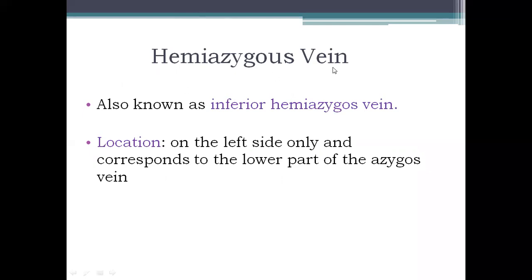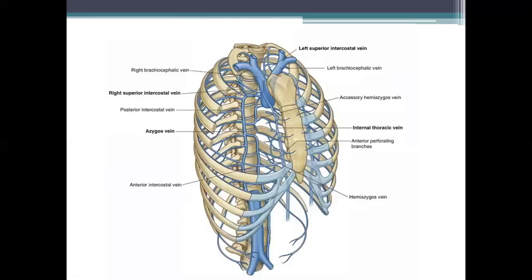What is the Hemiazygos vein then? The Hemiazygos vein, also known as the inferior Hemiazygos vein, as its name indicates, is present on the inferior part. It's located on the left side only, and it corresponds to the lower part of the Azygos vein. We'll go to the previous slide once. Here, this is the Hemiazygos. It is a mirror image of the lower part of the Azygos vein, and it is called the inferior Hemiazygos vein because it is present inferiorly.